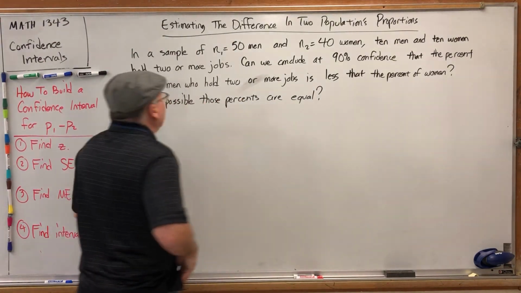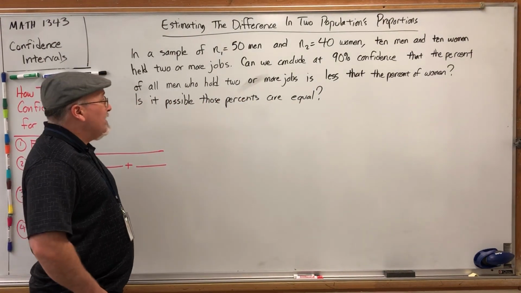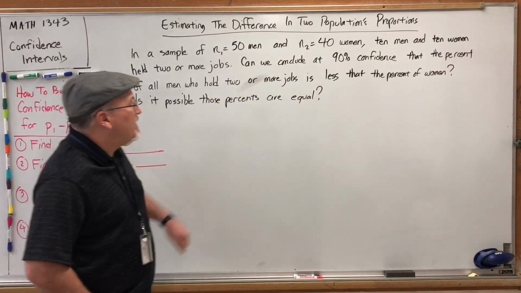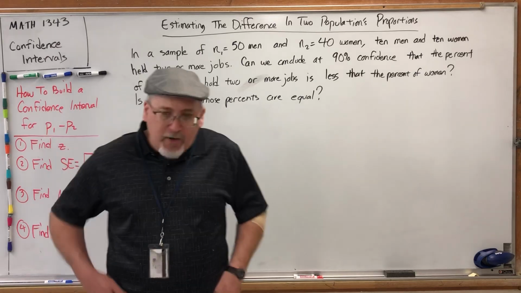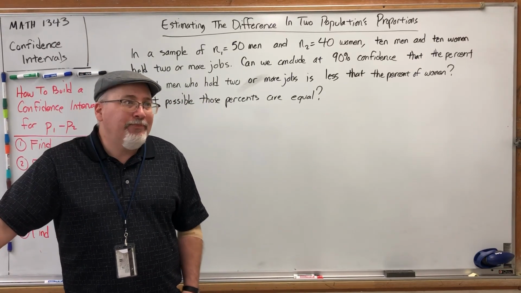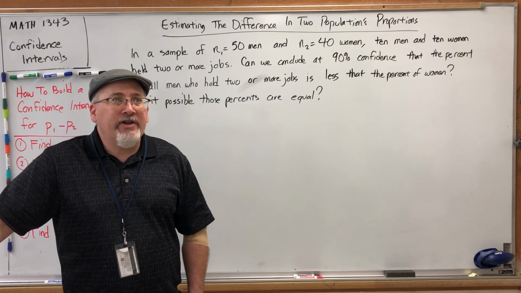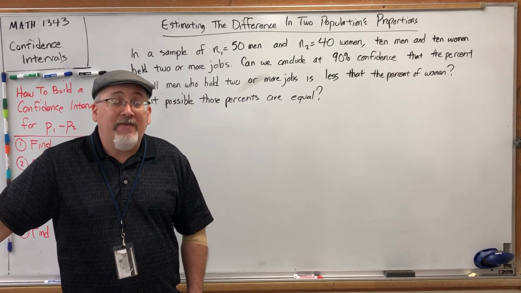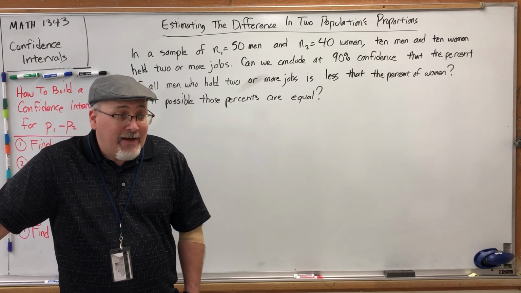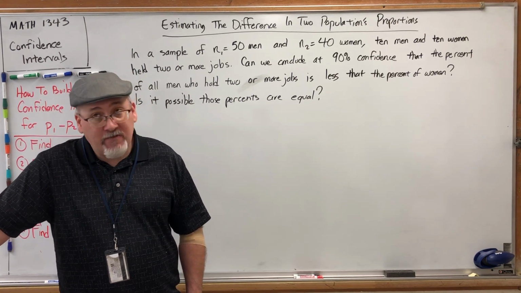Let's take a look at this one. In a sample of N1 equals 50 men and N2 equals 40 women. Let me pause here for a second. We're comparing the population of men and women. I'm not trying to draw any conclusion, I just made these numbers up. I have no idea what the answer to the question is because I haven't worked the problem yet. But I'm not trying to imply anything, so you shouldn't infer anything.